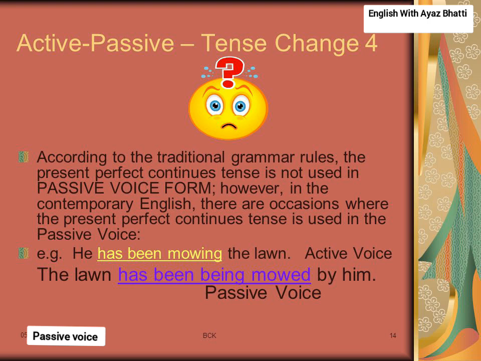According to the traditional grammar rules, the present perfect continuous tense is not used in passive voice form. However, in contemporary English, there are occasions where the present perfect continuous tense is used in the passive voice. For example, he has been mowing the lawn. Active voice. The lawn has been being mowed by him.